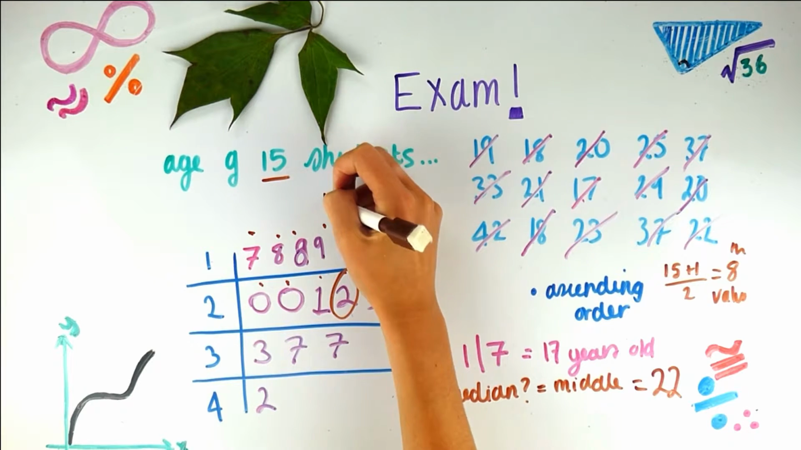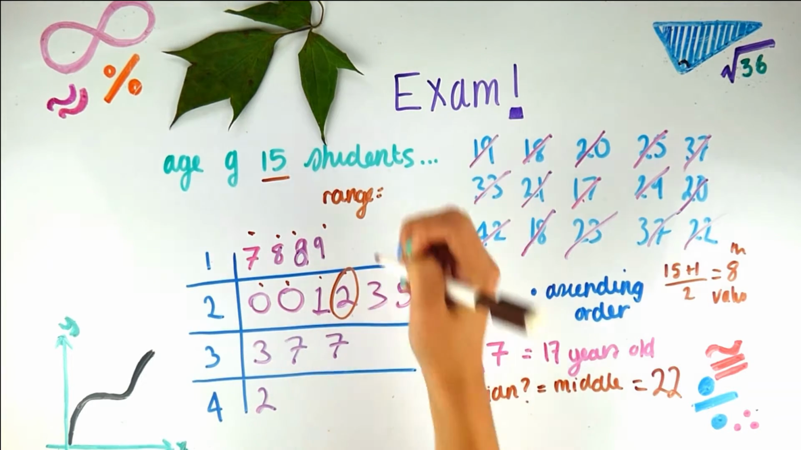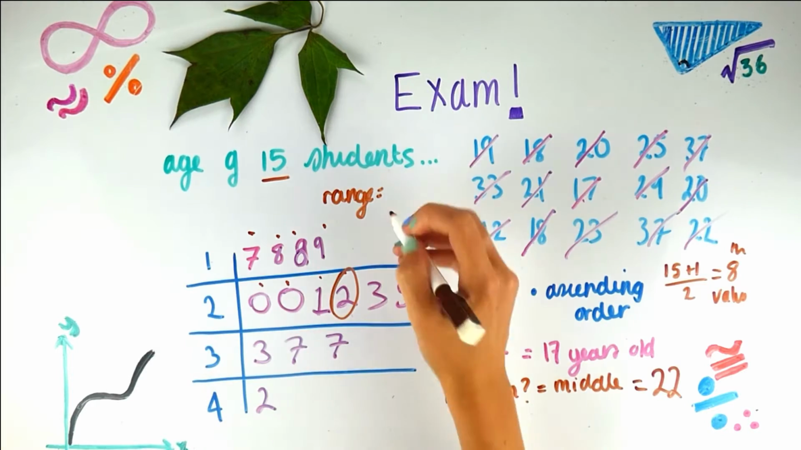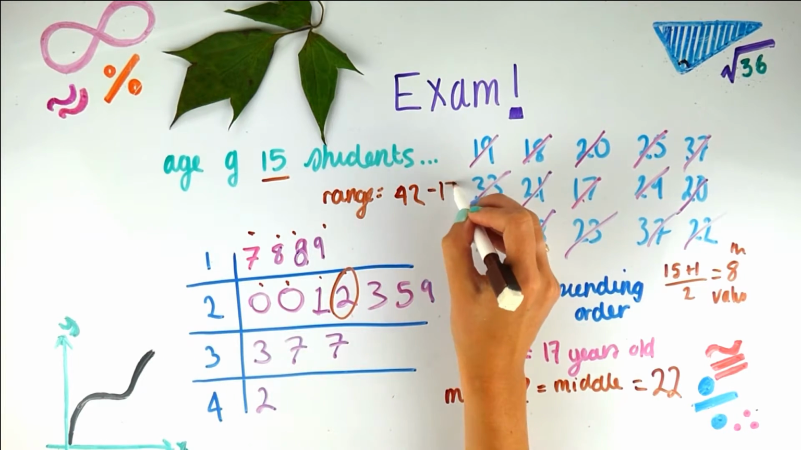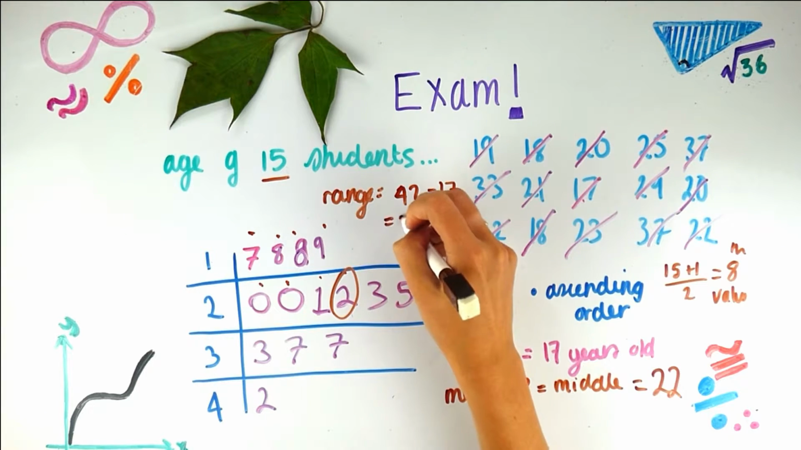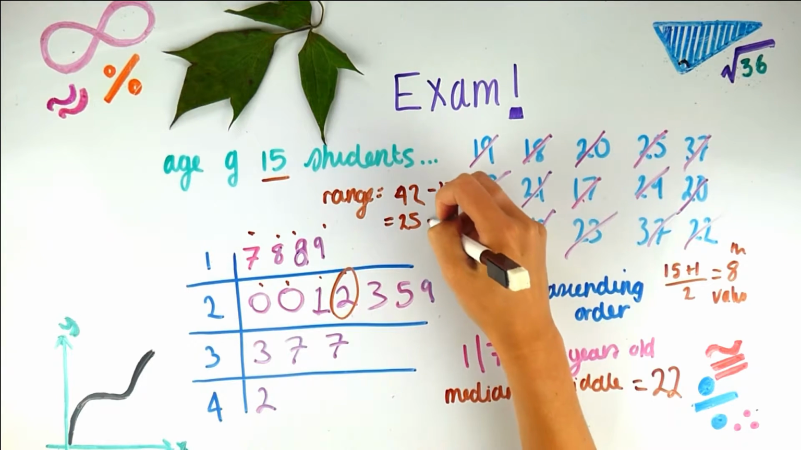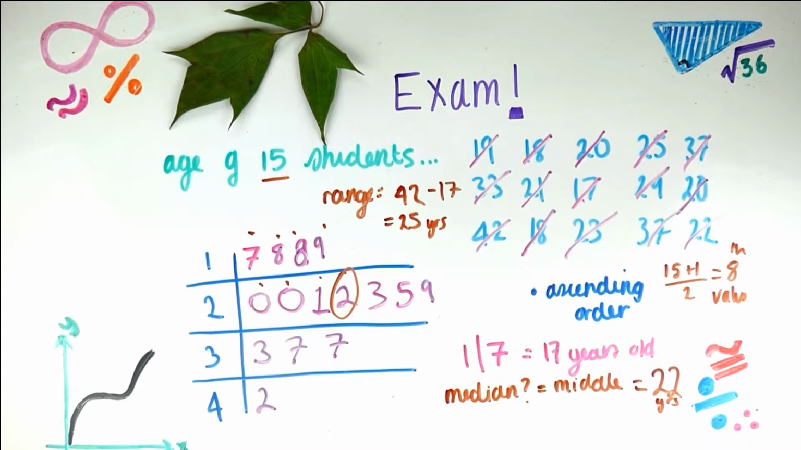What about the range? So the range is biggest, take away smallest. We know the biggest is this bottom one, 42, and we know the smallest is this one here, subtract 17. And that gives you 25. And these are years old. And anyway, that is how you do a stem and leaf diagram, the way you present the data, and that's why it's quite useful. So we go on and do another example now.